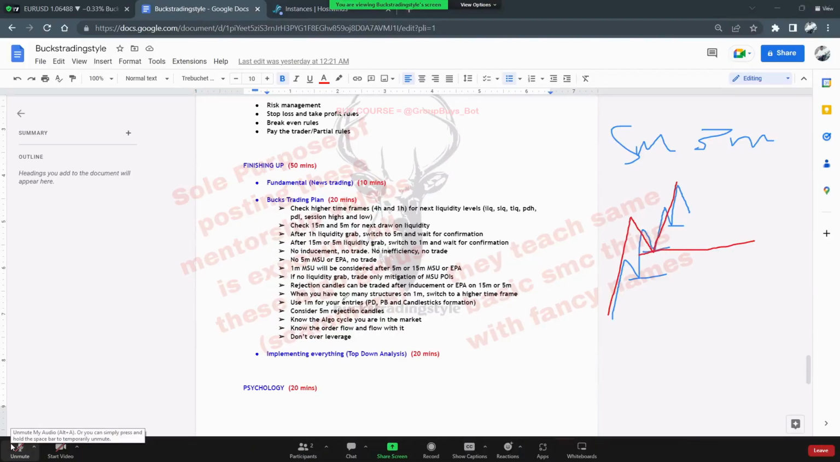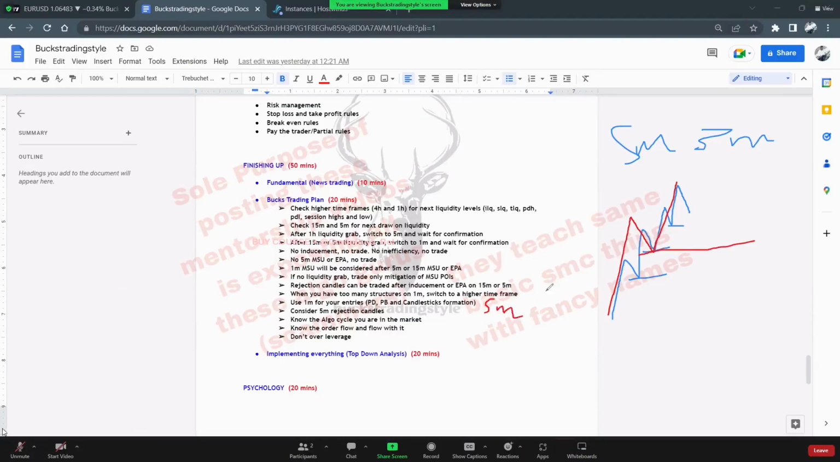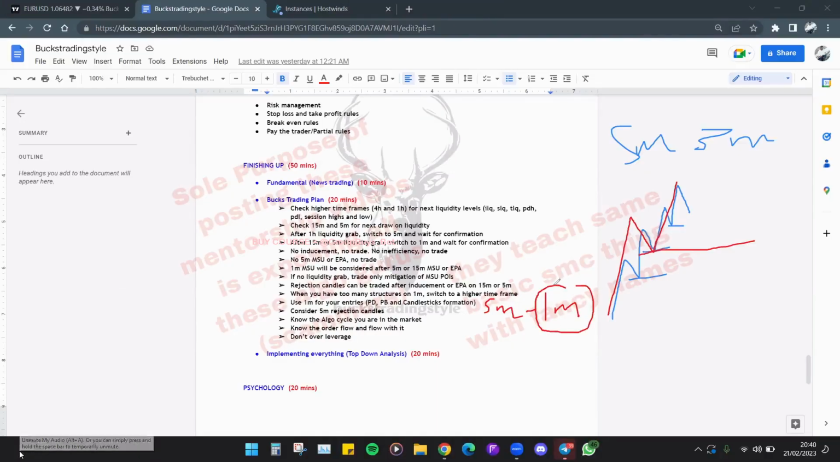Now, use 1 minute for your entries, price delivery, price behavior, plus candlestick information. Now, since you have not started trading and for backtesting, right? You can be using 5 minutes for entry. You can be using 1 minute for entry. As time goes by, you're going to stick to the 1 minute because we are going to understand how the 1 minute works and all of that. Now, consider 5 minute rejection candle.